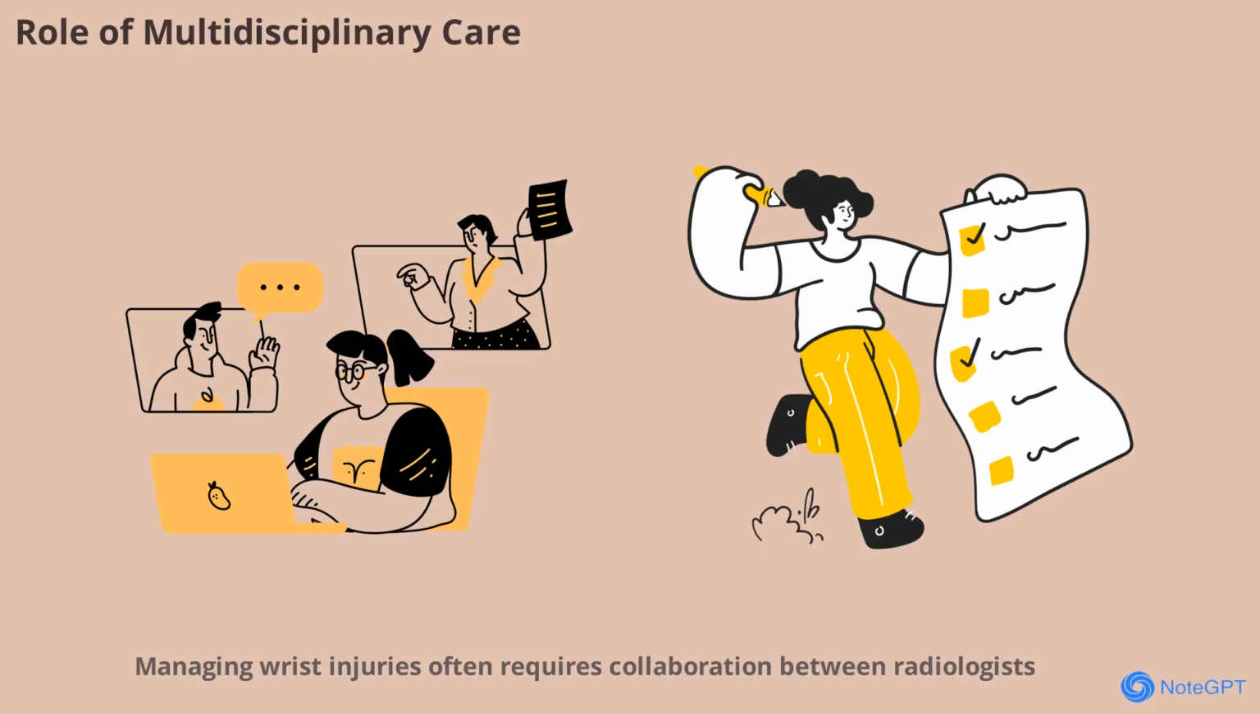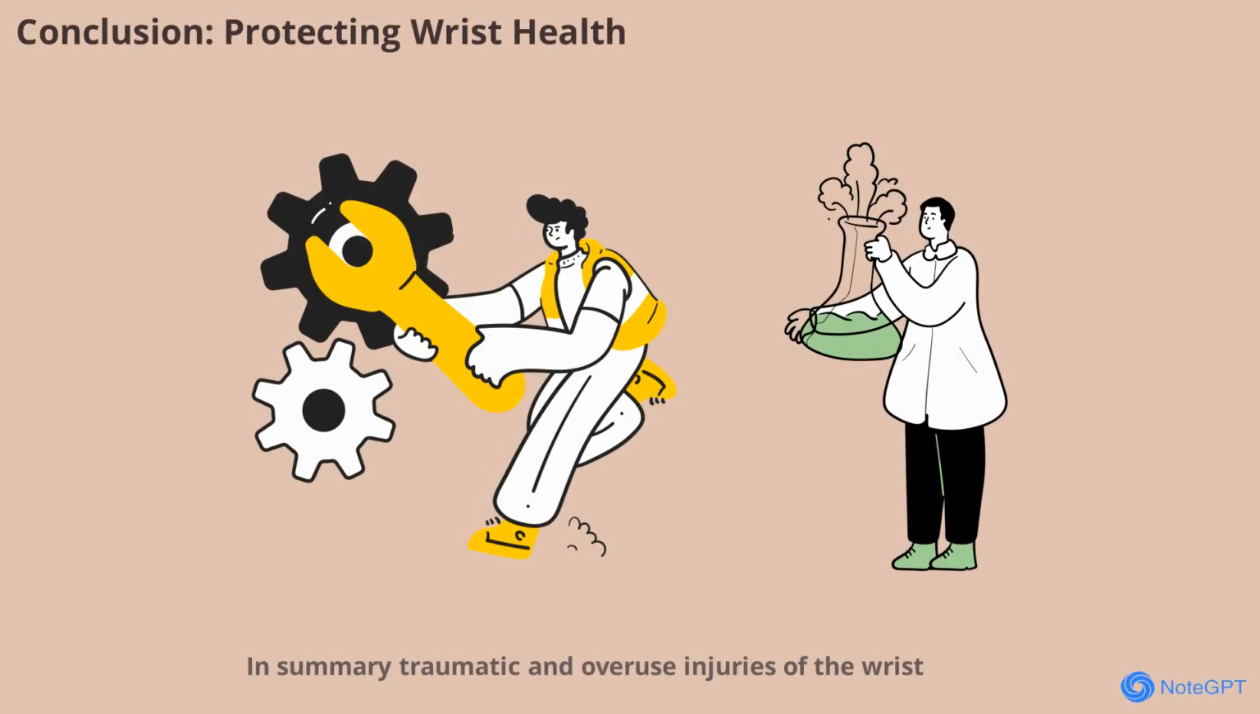Managing wrist injuries often requires collaboration between radiologists, orthopedic surgeons, physical therapists, and primary care providers. Each specialist brings unique expertise, from accurate diagnosis and imaging interpretation to surgical intervention and rehabilitation. This team-based approach ensures that patients receive comprehensive care tailored to their specific needs, improving outcomes and reducing the risk of chronic complications. In summary, traumatic and overuse injuries of the wrist are common but manageable with the right approach.